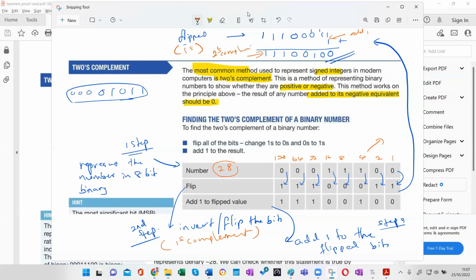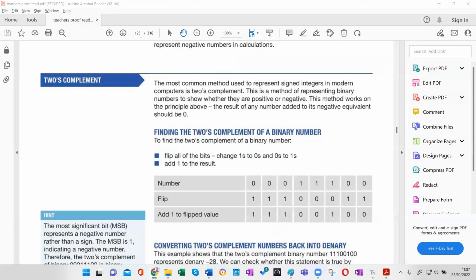Okay, so what are the steps? Represent the denary number in binary, 8 bits. Flip the bits to convert into 1's complement. Add 1 to convert it into 2's complement. Understood? Is that clear? All of you? Yes, sir. Right. So that's one of the most important calculations in this binary chapter.